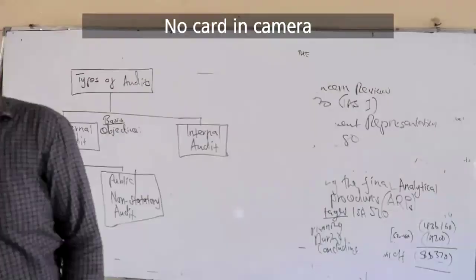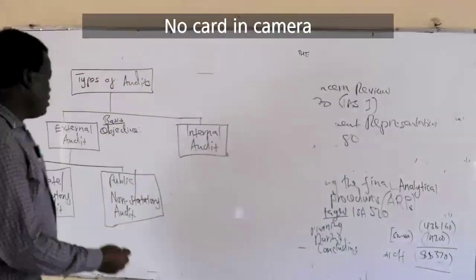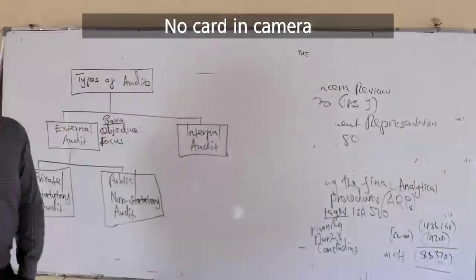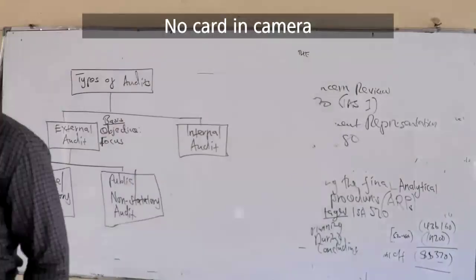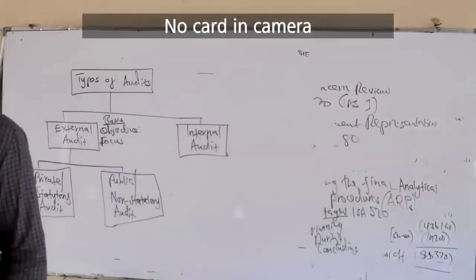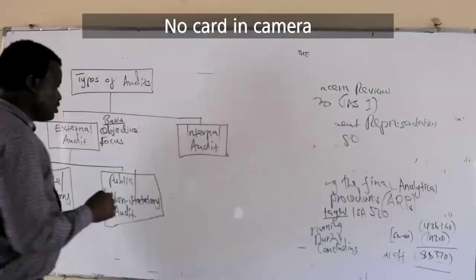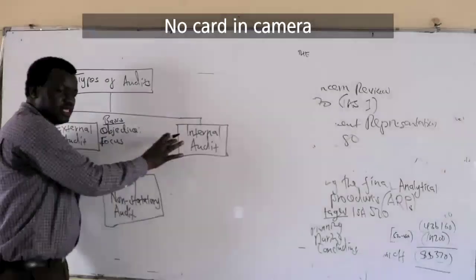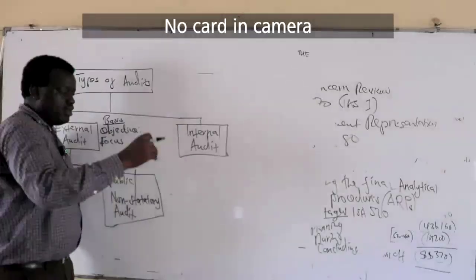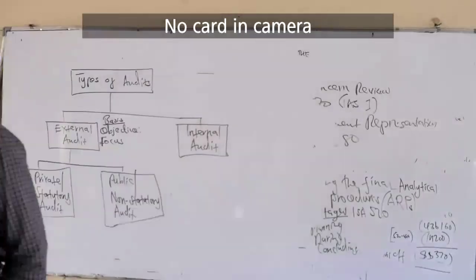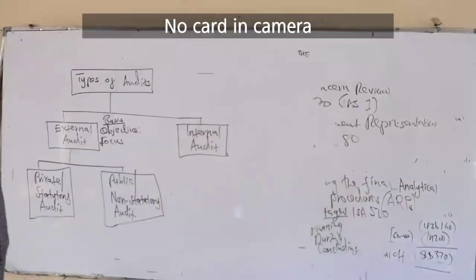The other one is the focus of these two audits. The external audit focuses on the financial statements, while the internal audit focuses on the procedures and the activities.